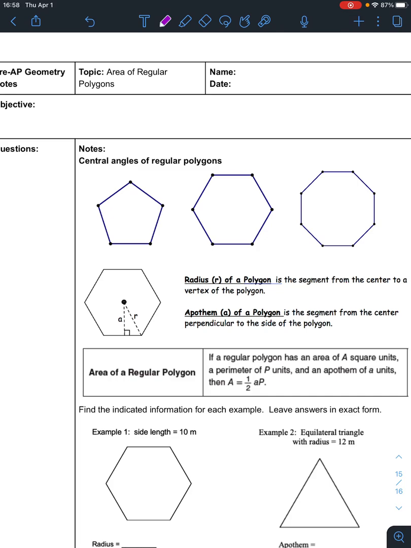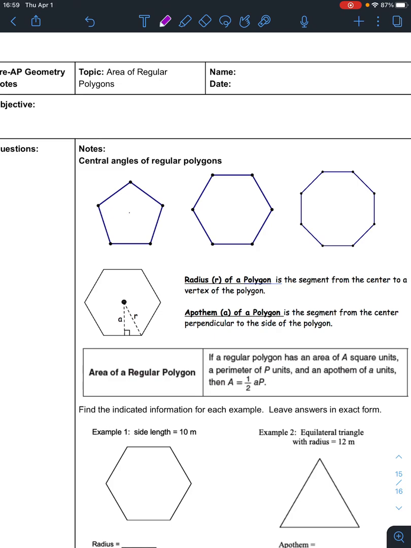The last shape that we're going to talk about in this unit is a regular polygon. So remember, a regular polygon is a polygon, like a pentagon, hexagon, octagon, decagon, those kinds of shapes, that has equal sides, congruent sides, and congruent angles. So we're going to look at how to find the area of those, and they get their own formula.